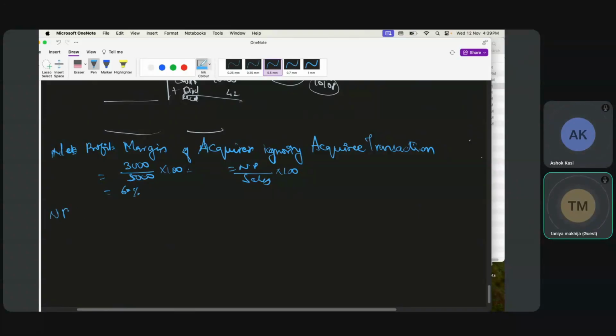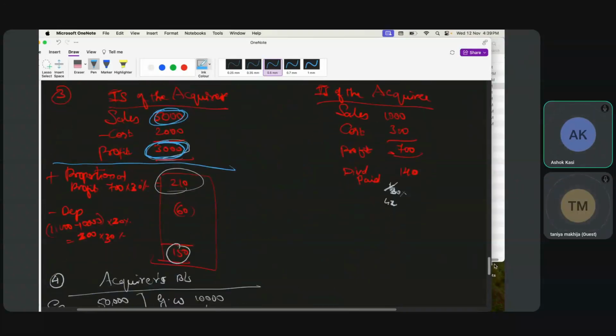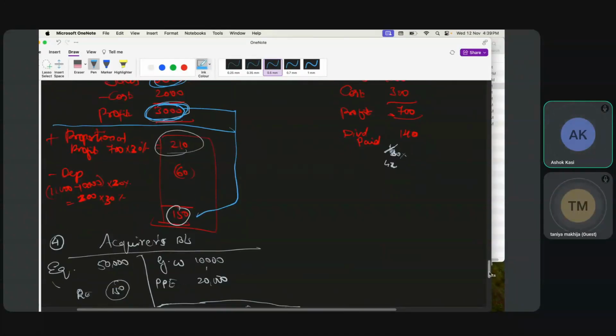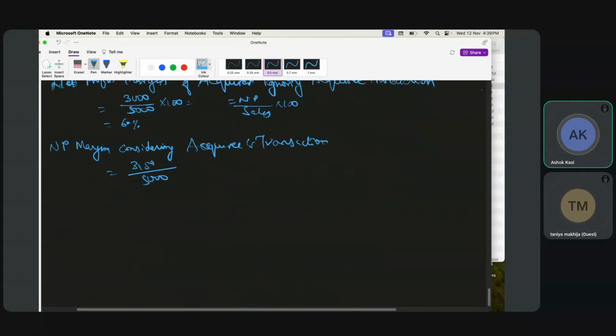Now net profit margin considering acquiree's transaction. So we have to add 30% of 700. Wait. Here sales will be same, 5,000. Okay. Now net profit will be 3,000 plus 150. Yeah. So 3,150. Precisely 63%.